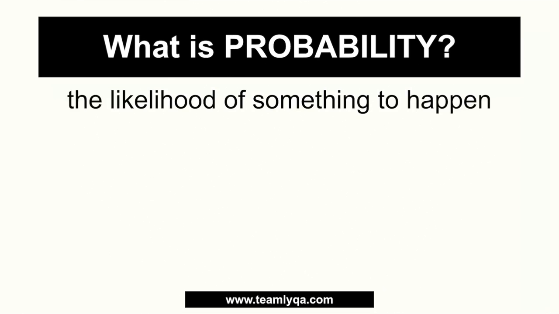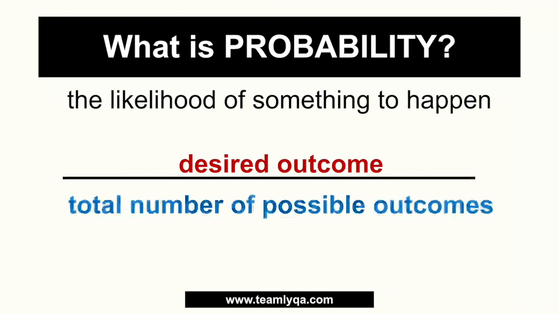Ang probability is the likelihood of something to happen. So, kung meron kang gustong mangyari, ano yung likelihood na mangyari yung gusto mo? Okay? And ang formula niya is yung desired outcome, again, yung gusto mo mangyari, over kung ilan yung total number of possible outcomes. So, ano ibig sabihin nun? Kung gusto mo ng heads sa coins, meron kang dalawang pagpipilian. Isa lang doon ang nagfi-fit sa iyong standard. So, that would be 1 over yung total, which is 2 or 1 half.